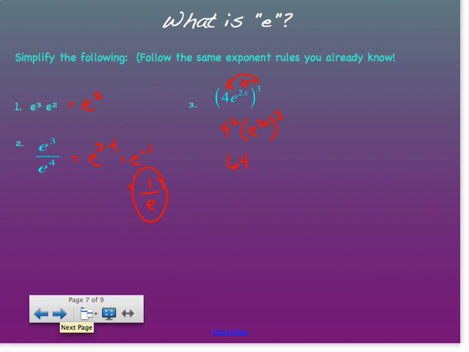And when I look at e to the 2x to the third, I'm taking a power to another power, and we know that rule to be multiplication. And if that's the case, I think I get e raised to the 6x. That's all I'm going to do for now. That's as simplified as I possibly can go without adding an equal sign.